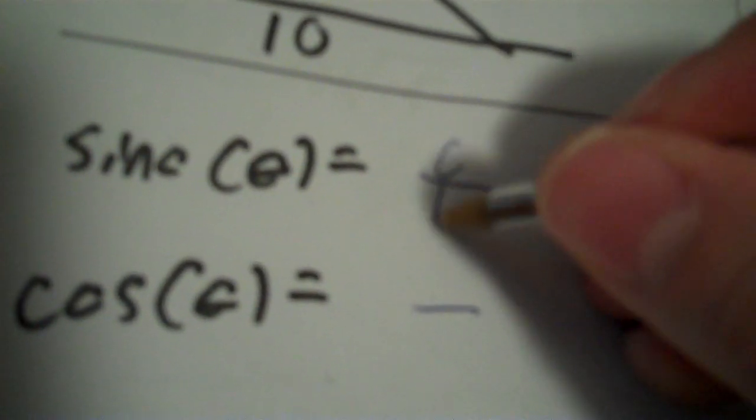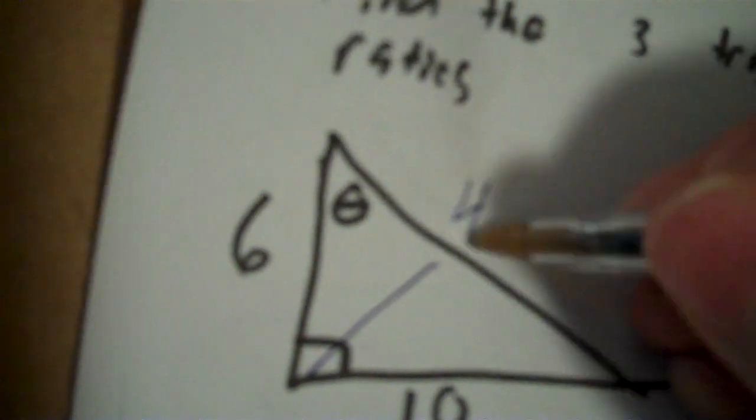Okay, find the 3 trig ratios, sine, cosine, and tangent. Well, you're obviously going to need your SOHCAHTOA up here. Okay, so sine, cosine, tangent. So sine is O over H, A over H, O over A. Now, what do we know so far? Well, we don't know the H. Opposite the 90 degrees is always the hypotenuse, the H, the hypotenuse.